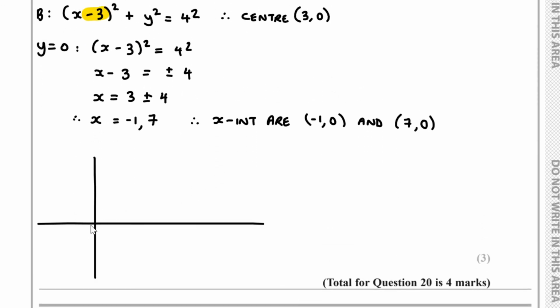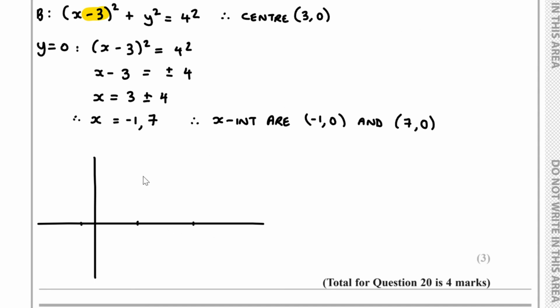Well, here we've got a set of axes, and let's show the point. Well, the radius is 4, and we've got the centre. So centre is 3, 0. So here is the centre, and the radius is 4. So we've got here one of the points, which is minus 1, 0, and the other point is here.